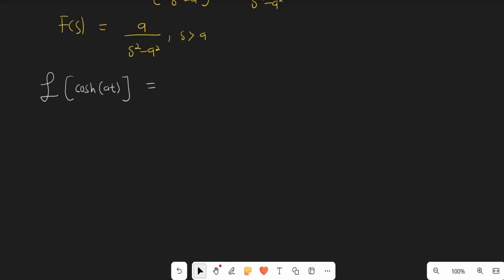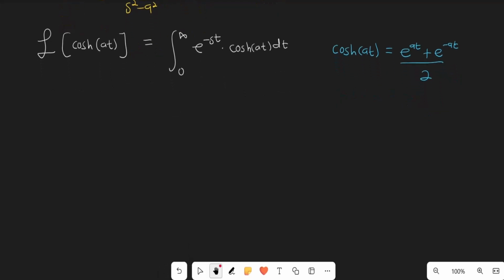And this one is equal to the integral from 0 to infinity of e raised to the power negative st, and now I'll have to multiply by the function, which is the cosine hyperbolic of at, and then dt. Now let's recall again. So not actually recalling, but refreshing your memory with the cosine hyperbolic of at. This is the same as e to the at plus e to the negative at, divided by 2. So now let's replace that in our integral and now solve that.